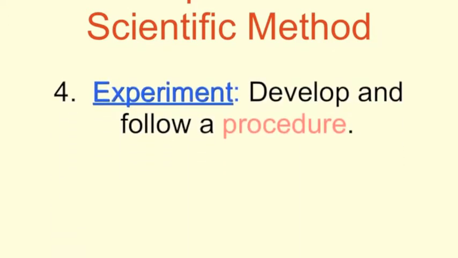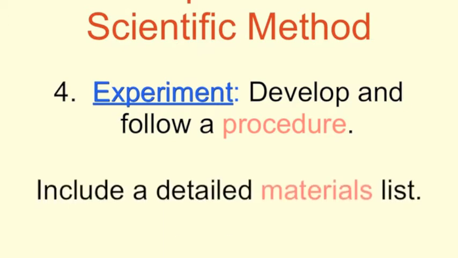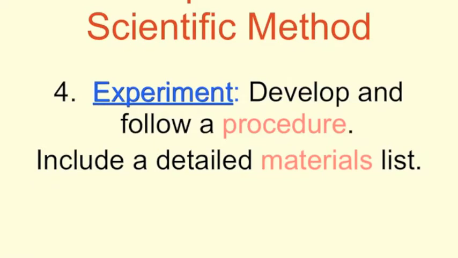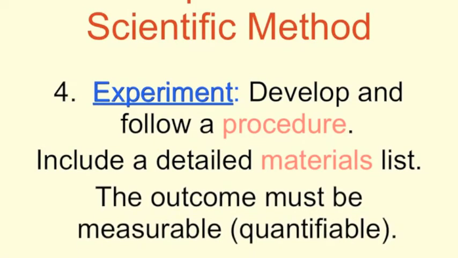All right, after we develop a hypothesis, we are going to develop and follow a procedure. As part of that, we need a detailed materials list, and our experiment needs to be measurable or quantifiable. So we should be able to generate some kind of numbers.